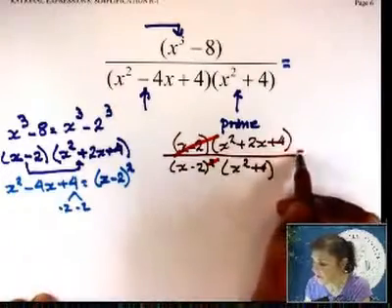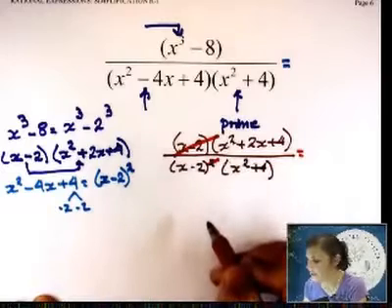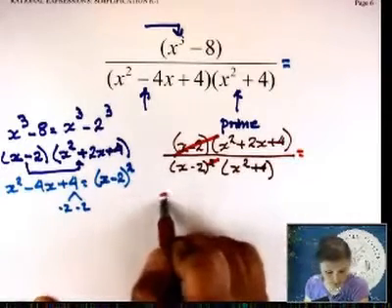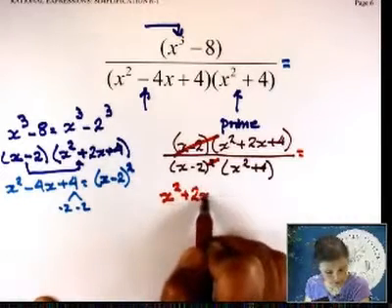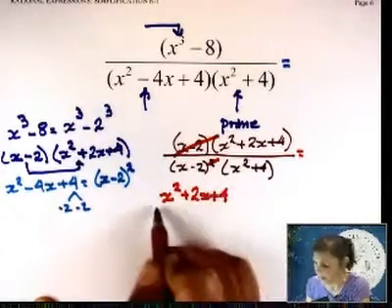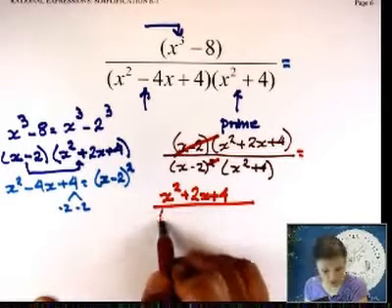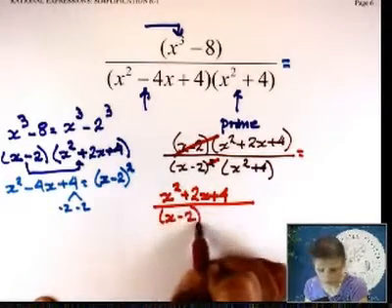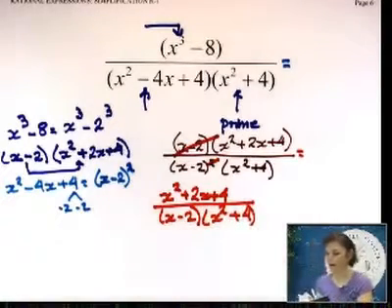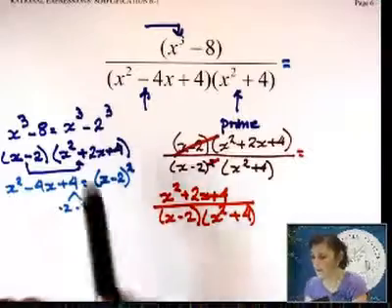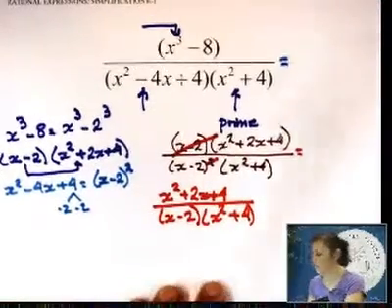And all you have is, let me see, yeah, x squared plus 2x plus 4. And then you have x minus 2. And then you have x squared plus 4. All right. This one is all good. All right. Very good. So that's the end of this problem.